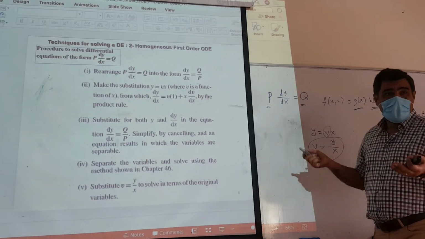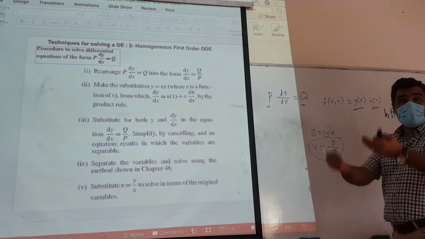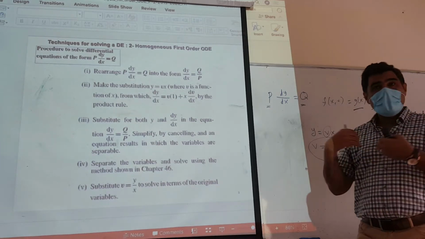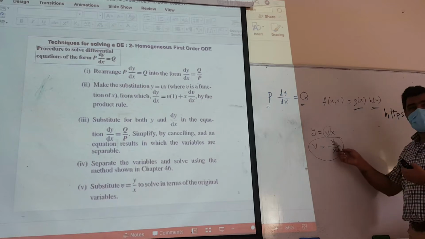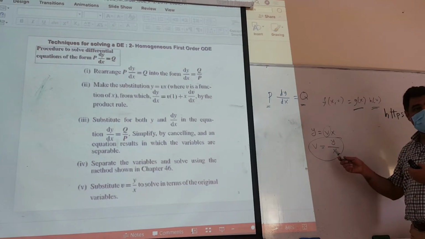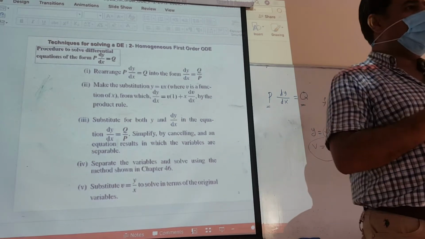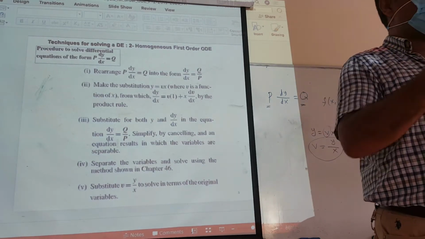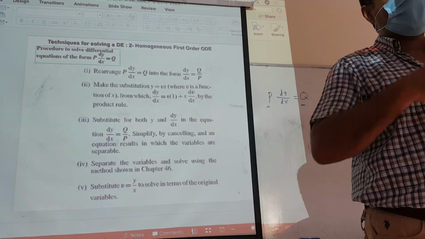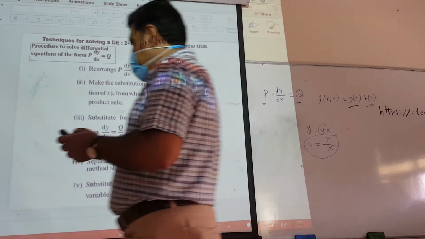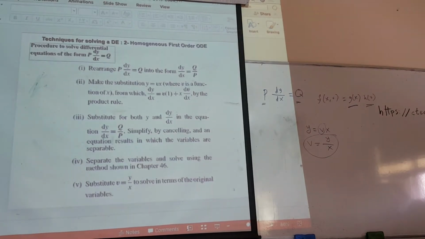So you will substitute, you will return back the value of v according to y and x. Then you will have an equation which contains only x and y. So in this case, you will reach a solution, which is the general solution. Let us try to do it according to an example.